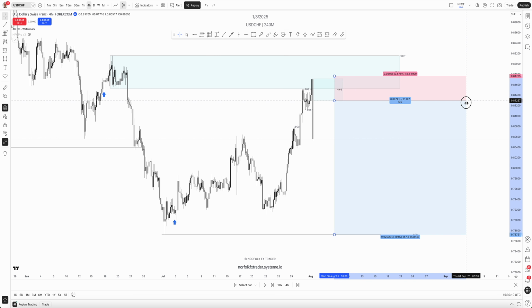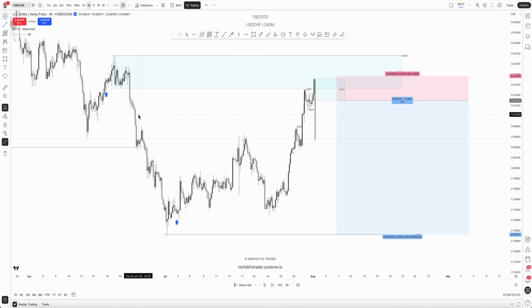So this is my potential setup, understanding now you've got that hidden pullback phase, understanding the hidden imbalances for market direction. Now you understand the use of multiple time frames, showing you that hidden entry with this area of supply on the 4-hour time frame. So what I'm going to do, I'm going to fast forward this just to show you what actually happens. So let's fast forward it.